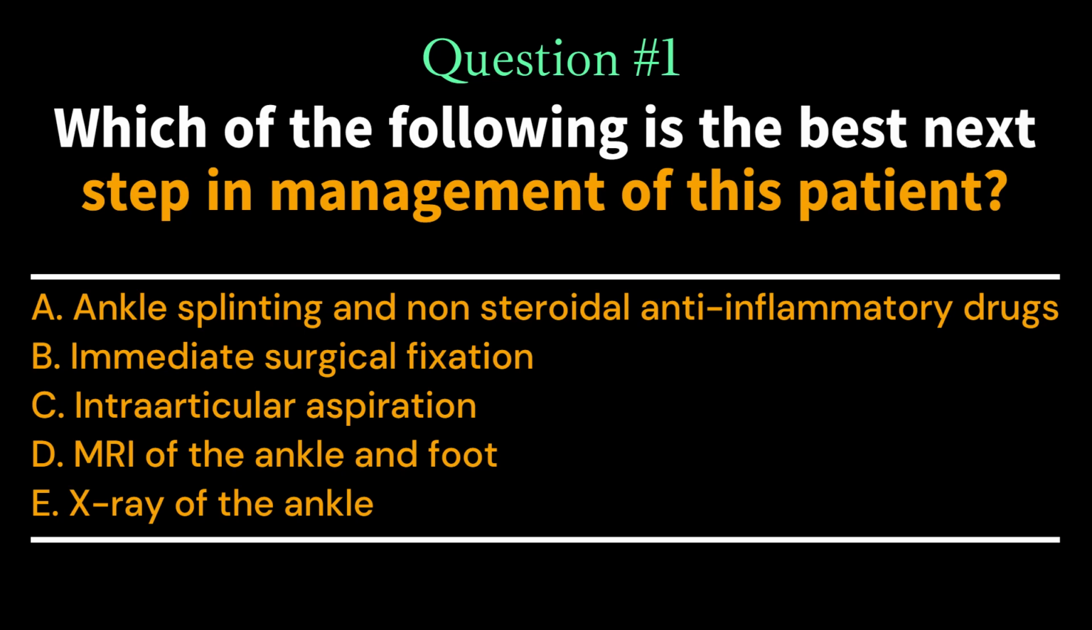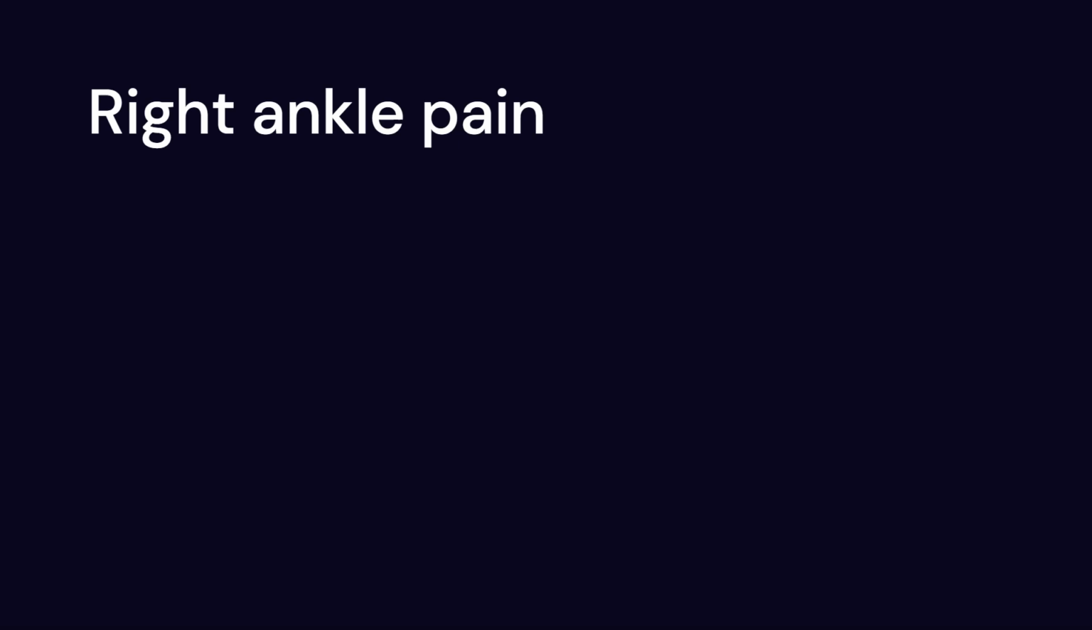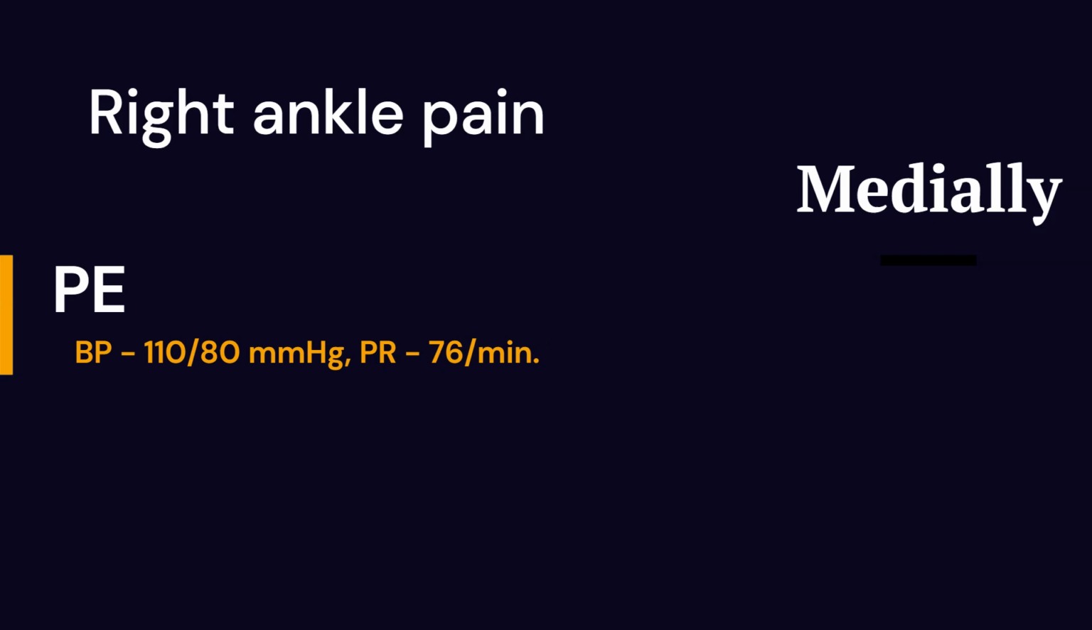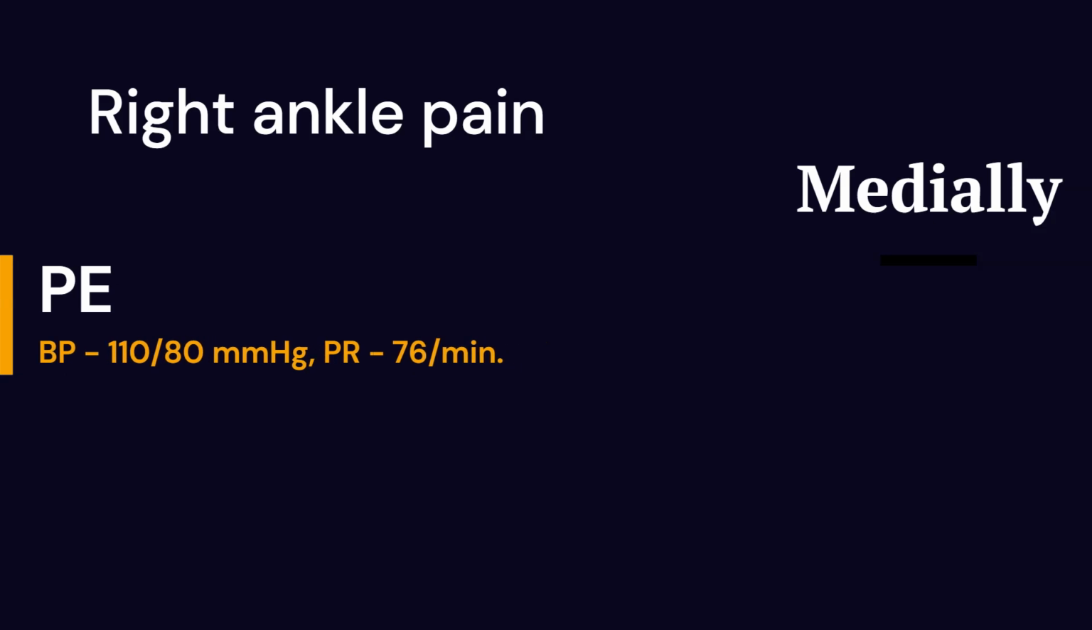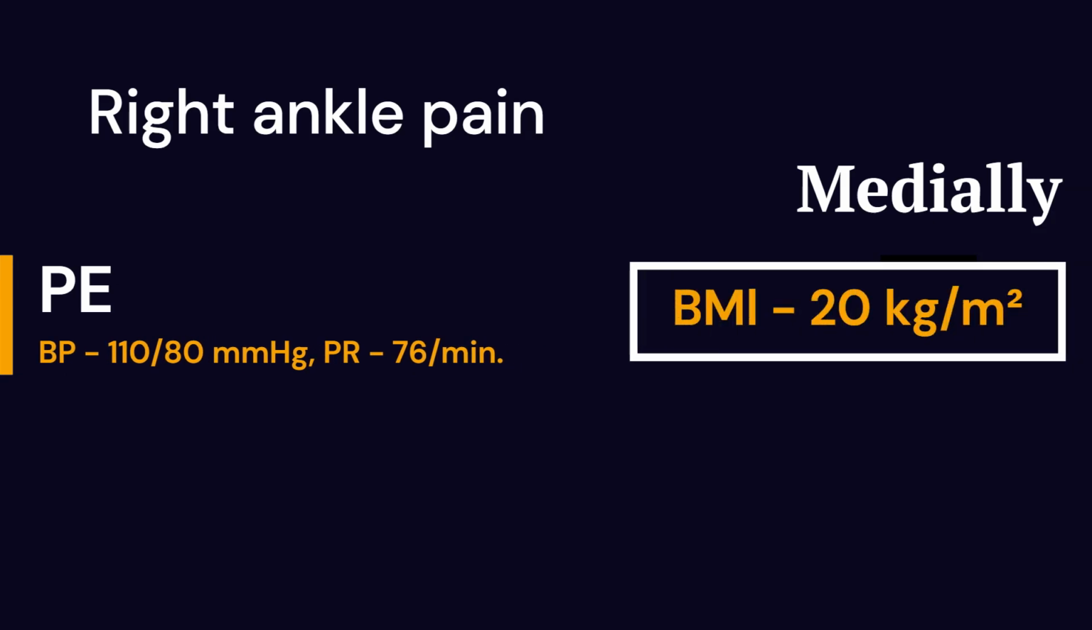The case scenario is: a 26-year-old man comes to the emergency department for evaluation of right ankle pain. The patient was playing basketball when he jumped in the air and landed on his friend's foot. The patient rolled his foot and immediately fell to the ground. He tried to walk off the basketball court by himself but was unable to take steps or bear weight on the foot. Blood pressure is 110/80 and pulse rate is 76 per minute. BMI is 20 kg per meter square.